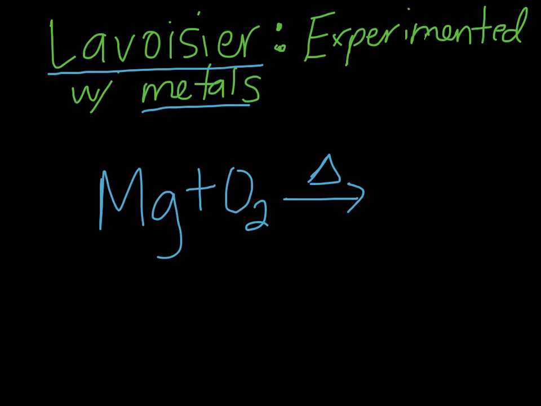For example, if you were going to heat up a metal like magnesium, it would react with the oxygen in the air, and it's going to gain mass because it's bonding to another element. You're actually going to be doing this experiment next week, so you need to be familiar with this concept.